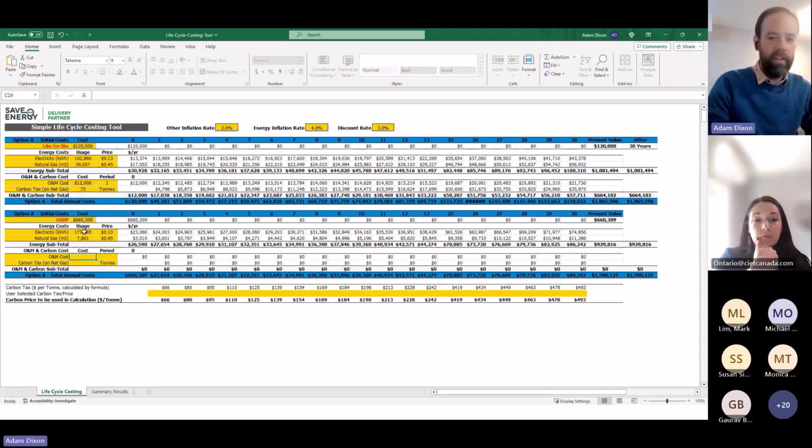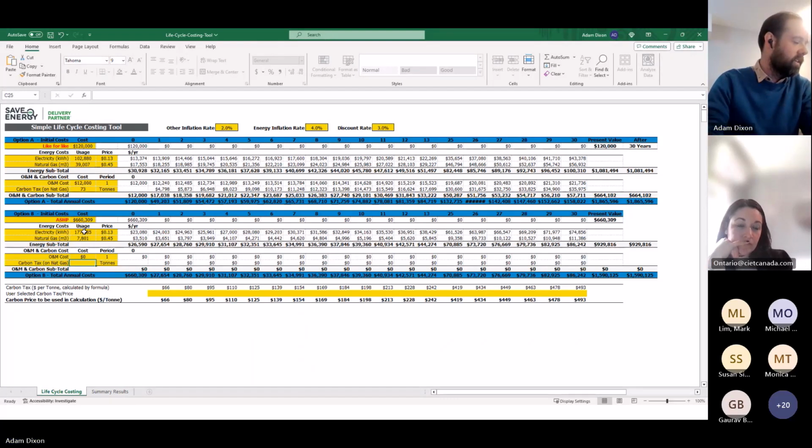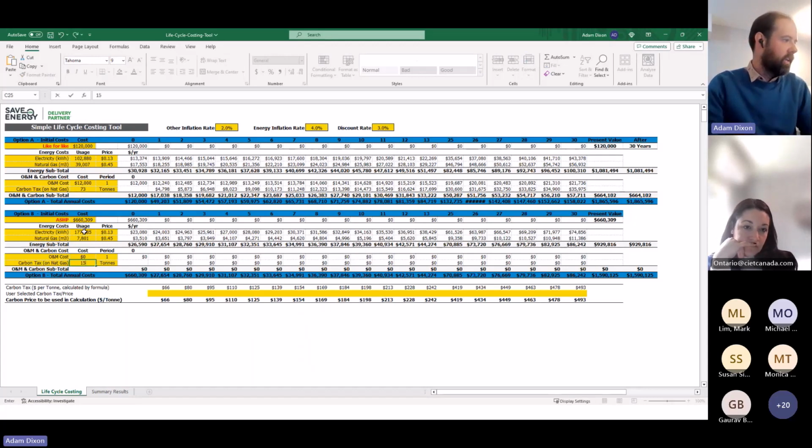Our O&M costs right now, we don't have any, so we'll put 0 in for now. And then we'll just do it over a period of 1 in case we come back and we want to play with estimates on these kind of maintenance costs. And our carbon tax, we are paying for 15 tons of carbon here.